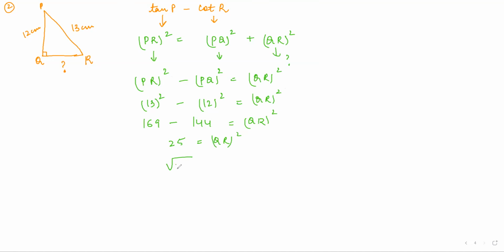So that means the square root of 25 is equal to QR, right? I mean, you take square root on both sides. So on the right side, the square will be gone. And 25 is a perfect square of 5. So QR is equal to 5 centimeter. Okay, Arshia? Yes, ma'am. Okay, now quickly find these two, tan P and cot R.